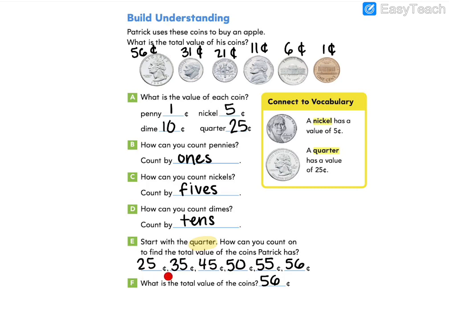Which of these was easier to count by? When we start with our greatest value, it's going to make counting the easiest. So we always want to start with our greatest value coin.